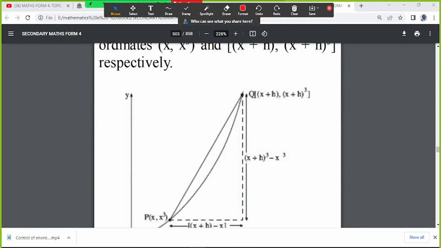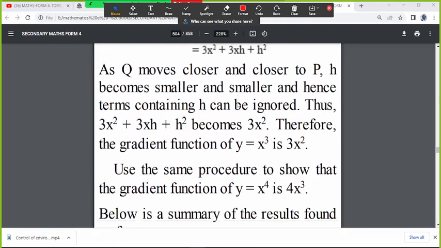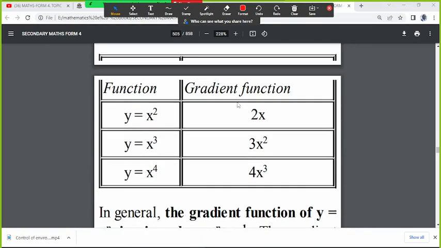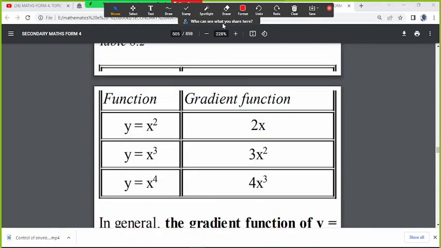Yesterday we were at this level where we said that if this is the function, then what we get is the gradient function, a function for the gradient, which we know is change in y over change in x. So when y equals 2x squared, the gradient function dy/dx is equal to 2x.